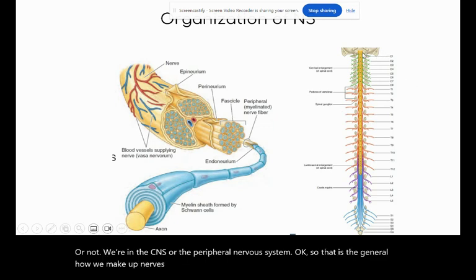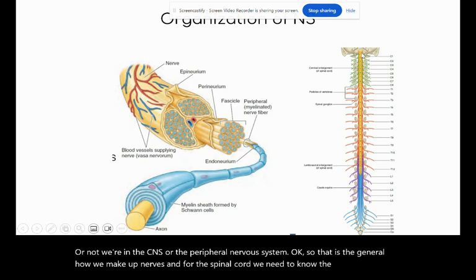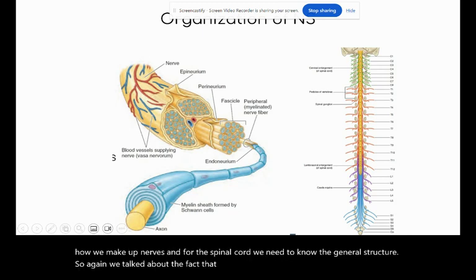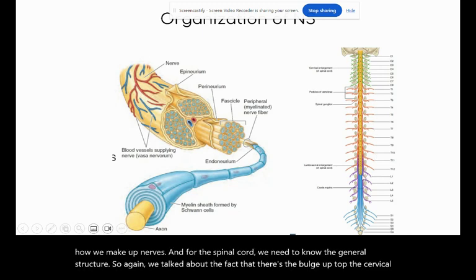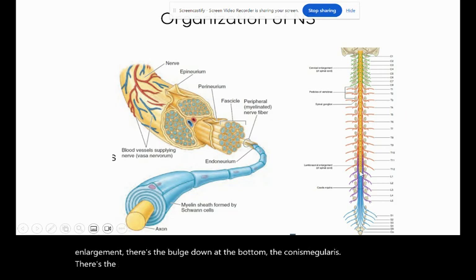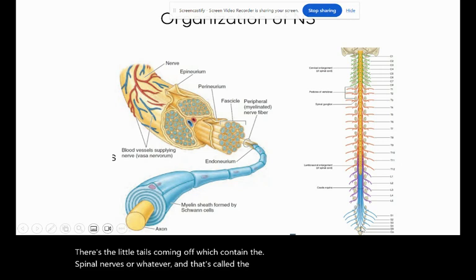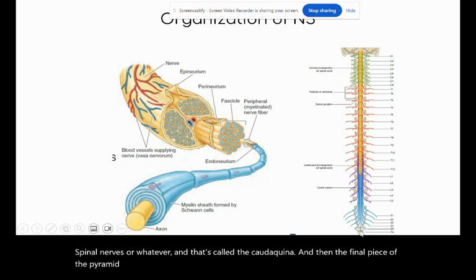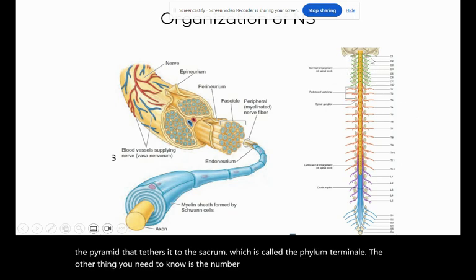And for the spinal cord, we need to know the general structure. So again, we talked about the bulge up top, the cervical enlargement. There's the bulge down at the bottom, the conus medullaris. There's the little tails coming off, which contain the sacral spinal nerves, and that's called the cauda equina. And then the final piece of the pia mater that tethers it to the sacrum is called the filum terminale.